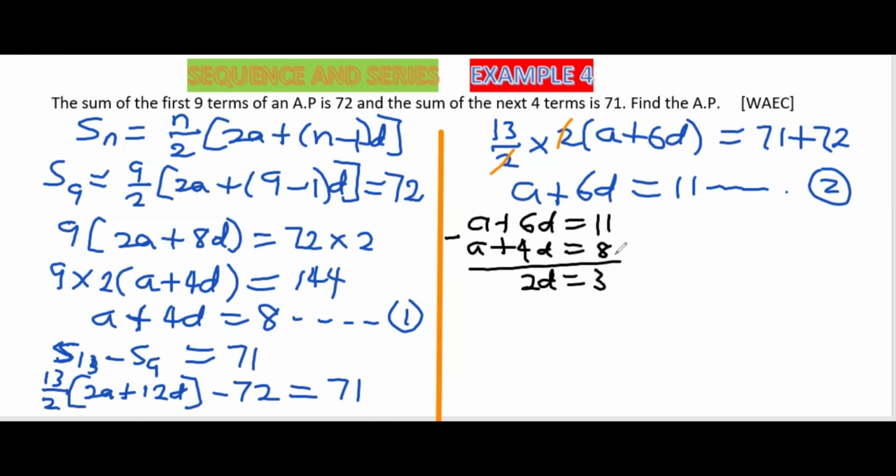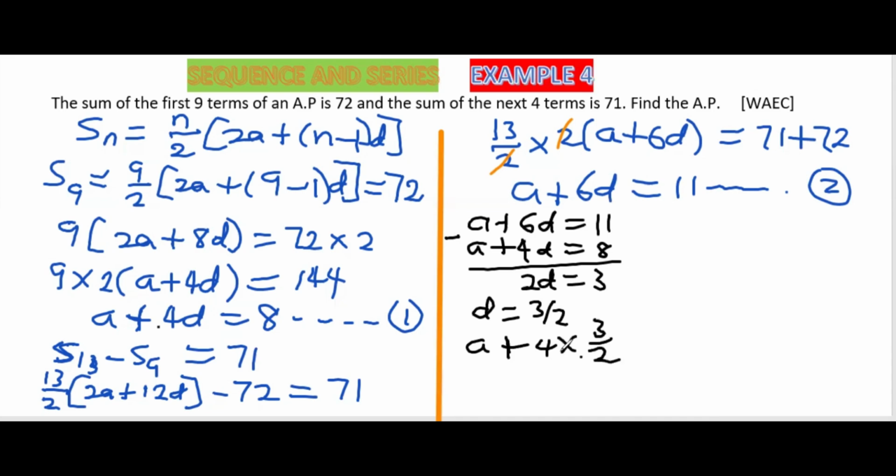So from here, we have d to be equal, divide both sides by 2, so 3 over 2, that's the value of the common difference. What was the first term? Substitute this value in either equation 1 or equation 2 to get the value of a. So now we substitute in equation 1, that is a plus 4d, since our d is 3 over 2.